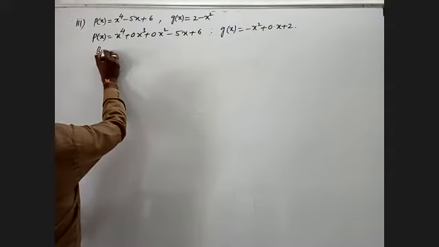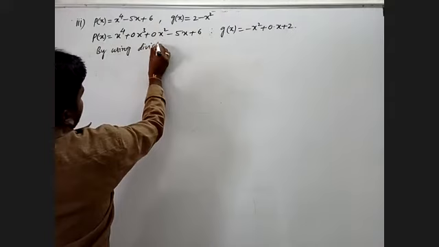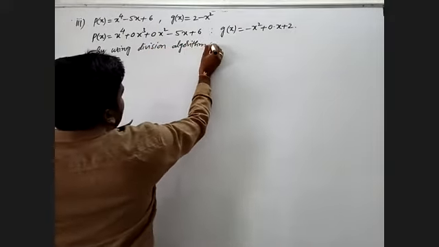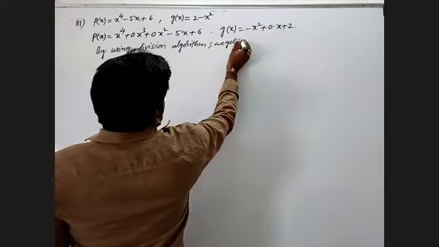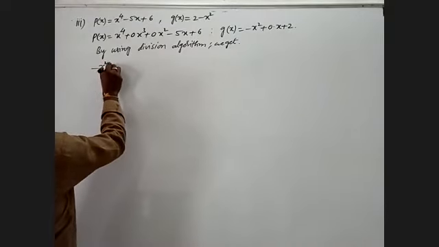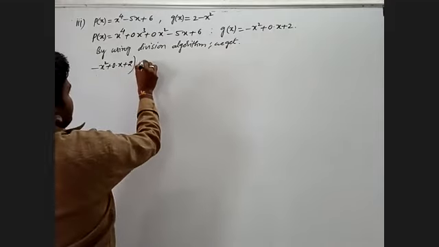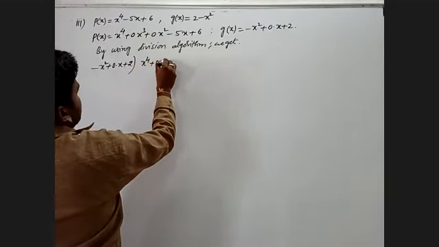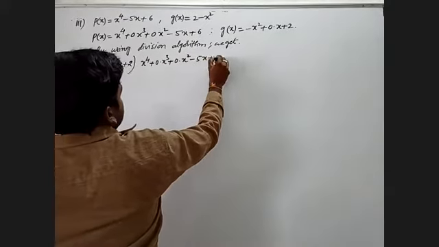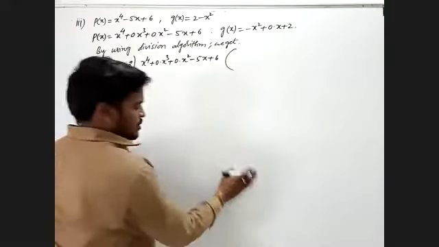Again, by using the division algorithm, we get the following. That means minus x square plus 0 into x plus 2 divides x power 4 plus 0 x cube plus 0 x square minus 5 x plus 6. Here we will observe this one.